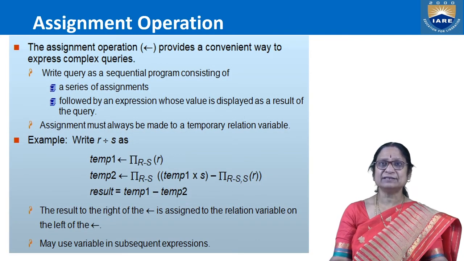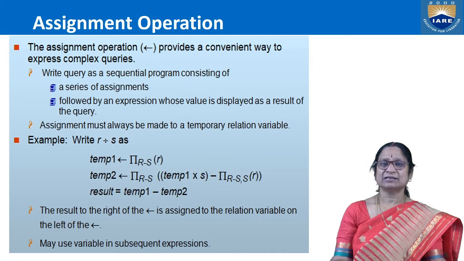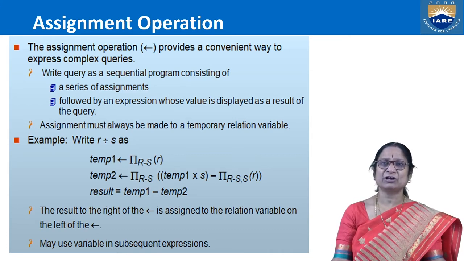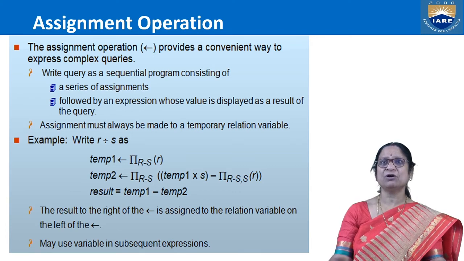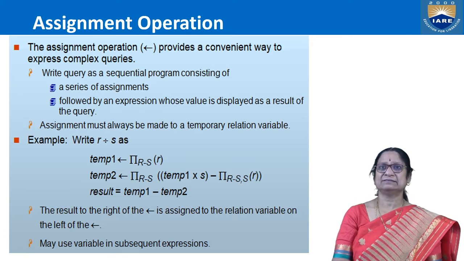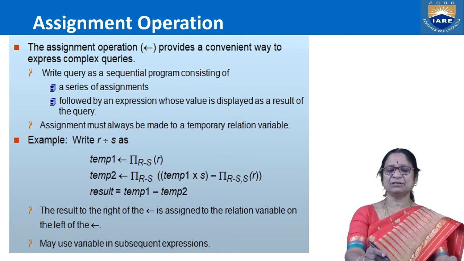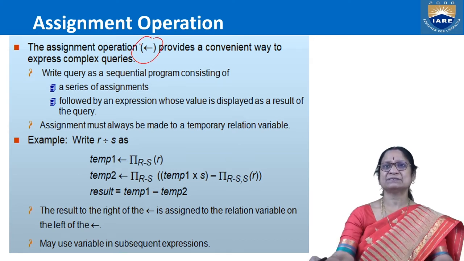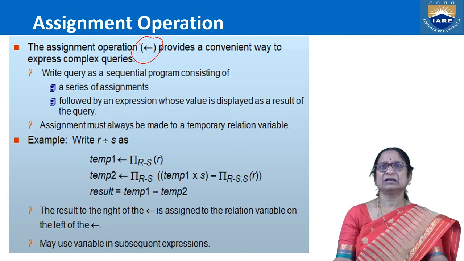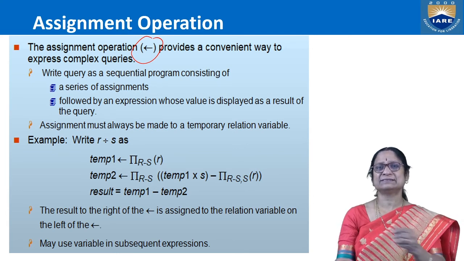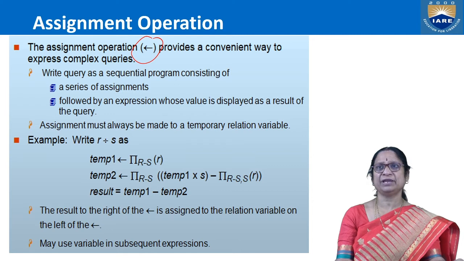The next operator is the assignment operator. Assignment operation is same as our general assignment operator in algebra. Assignment means we are going to assign the result of an expression to some other relation. The assignment operator symbol is a reverse arrow mark actually. This assignment operation provides us a convenient way to express complex queries.